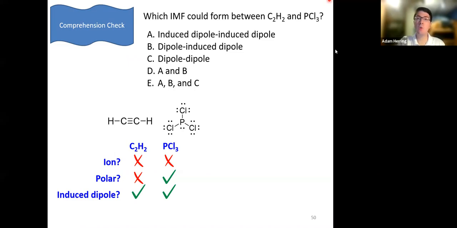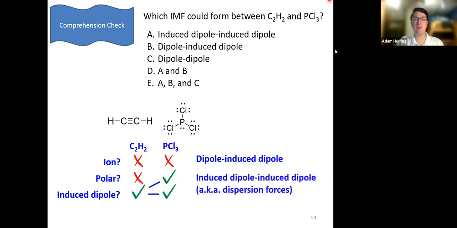So how do we know which actual interactions form? Well, you pair up all of the possibilities. We can have an induced dipole with a dipole, so we call that dipole-induced dipole, and then we can have induced dipoles interacting with induced dipoles, also known as dispersion forces. So those are the interactions that could form between C2H2 and PCl3.